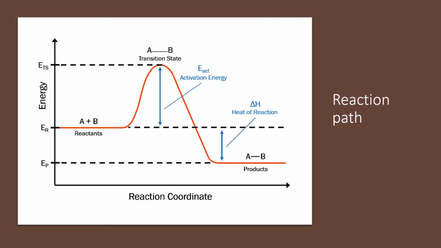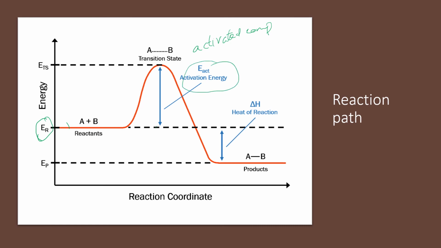So this is a normal reaction path. Consider the reaction A plus B reacting to give product. This is the energy possessed by the reactants, and you can see the reaction path. First, the reactants collide and form a transition state, called the activated complex. The energy difference between the activated complex and the reactant is called activation energy.